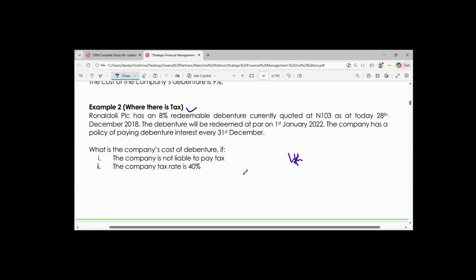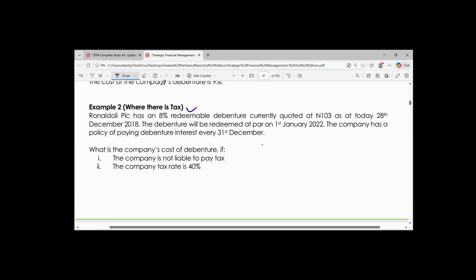Okay. Ronaldoli PLC has an 8% redeemable debenture, currently quoted at 103 naira as at today, 28th December 2018. The debenture will be redeemed at par on 1st January 2022. The company has a policy of paying debenture interest every 31st December. What is the company cost of debenture if, one, the company is not liable to pay tax, and if the company tax rate is 40%?